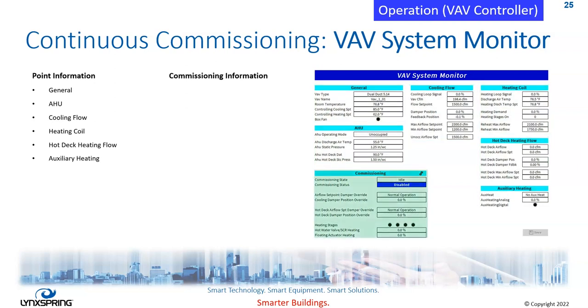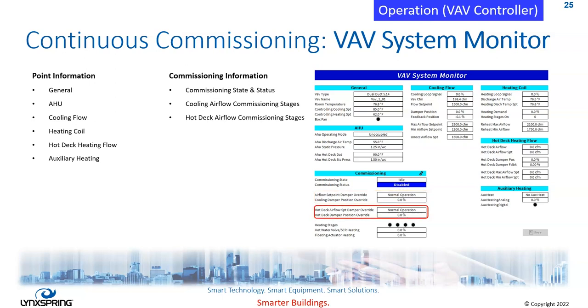Then we have the lower commissioning information, which displays the commissioning state, which is idle or running, and of course the status, which shows each step of the commissioning. Then it's going to show any various points that are an override that are required, and you can actually control all the points in the system monitor except for the state and status.